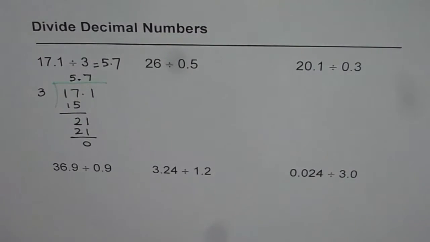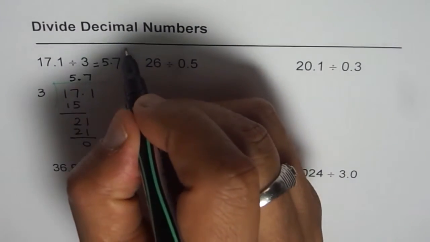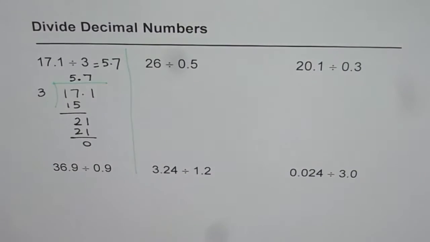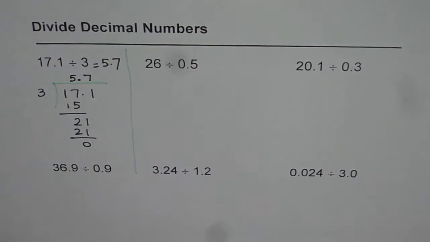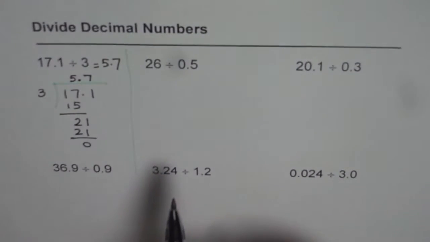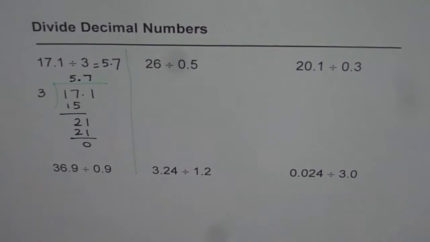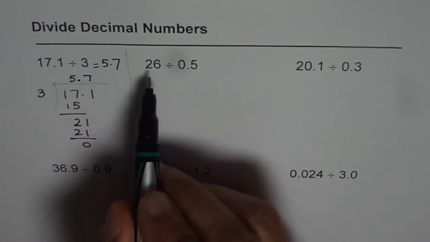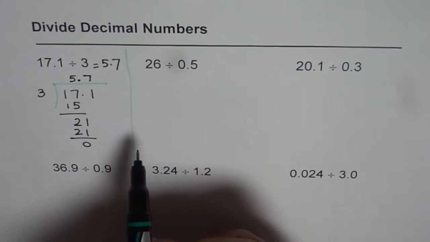Now in this case there was no remainder and we divided a decimal number with a number 3. Now let's look into the next example. Here we have 26 divided by 0.5. So we are actually dividing by a decimal number.